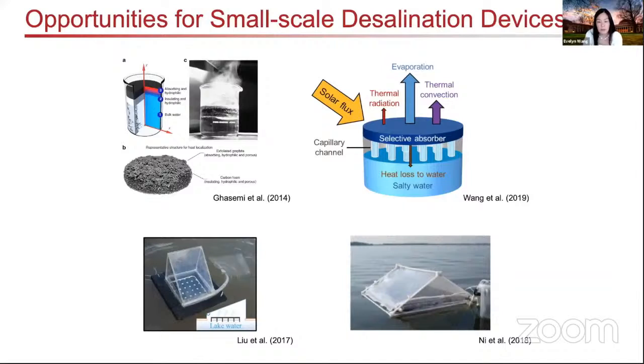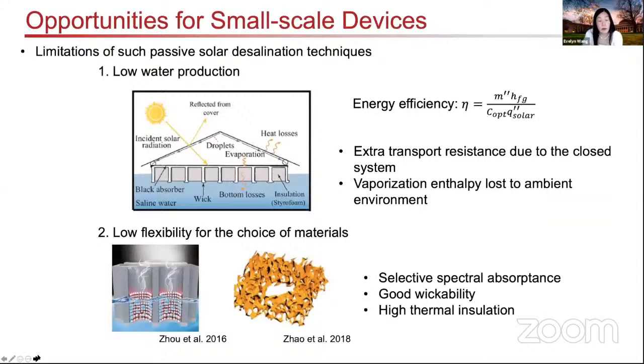And there's been quite a lot of work in recent years to investigate different approaches by which you can try to enhance evaporation and condensation processes and these types of device architectures to achieve higher efficiency. Examples are shown here as development of novel material sets, as well as also novel configurations to now create these highly efficient desalination devices. Certainly, there are still opportunities ahead because the past solar desalination techniques have limitations.